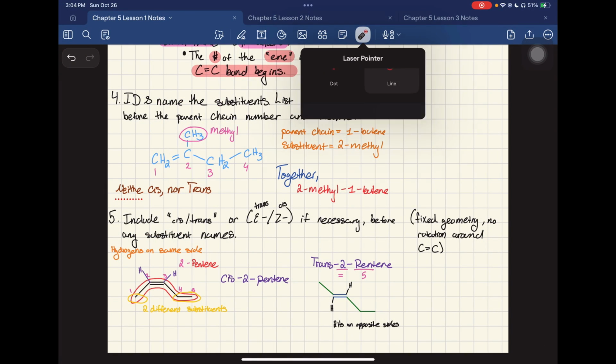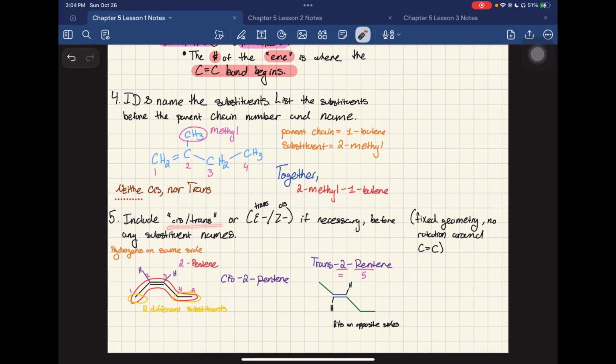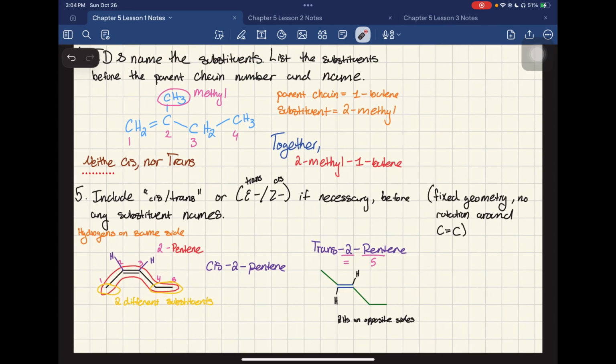Okay, so now we take a look at cis and trans, and then E and Z, we'll get into that in the next one. So it is necessary before any substituent names, and because there's fixed geometry and no rotation around carbon double bonds in alkenes, cis and trans become more common, right? However, not every single one has to have it. Like up here in number 4, this one is an alkene, right? The ene stands for the carbon double bond. However, it didn't have a cis or trans configuration. And by the way, again, remember that there's no rotation around here because otherwise it would be orthogonal, which is 90 degrees, and that would cause the bonds to break.